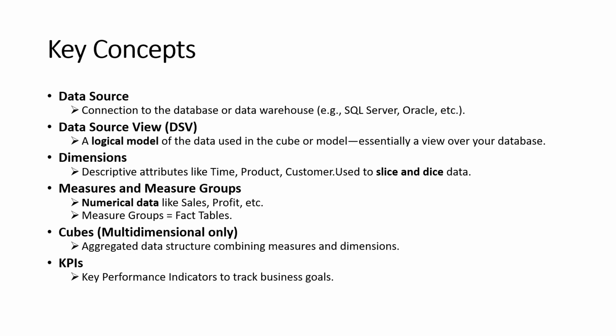Measures and measure groups: measures are numerical data like sales, profit, time. Measure groups are your fact tables. Cubes, multidimensional only. You only get cubes when you're dealing with multidimensional. Cubes are aggregated data structures combining measures and dimensions. KPIs, key performance indicators, track business goals.